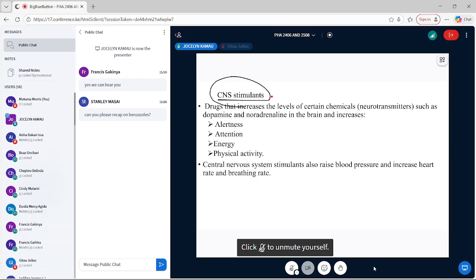So we are still at the central nervous system stimulants. We have looked at the first category, the convulsant drugs like picrotoxin and pentylenetetrazole. Then we have the second category. We can have the methylxanthines. Let's talk about the methylxanthines.